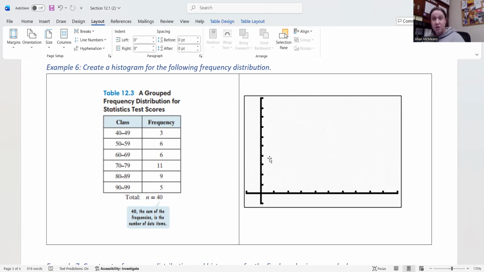There were 6 scores in the 60s. There were 11 scores in the 70s. 9 scores in the 80s, and then 5 scores in the 90s. And we add up the frequencies to get how many data items there were.